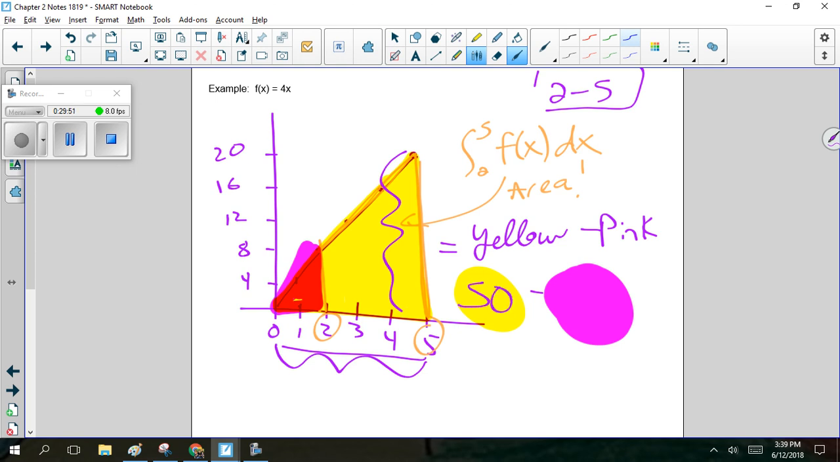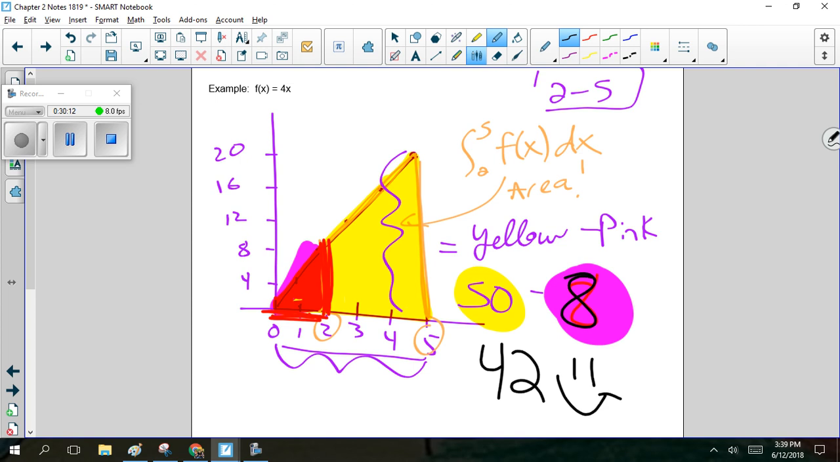Minus this small triangle, right? So the small triangle has a base of 2 and a height of 8. So 1/2 base times height, 1/2 times 2 times 8. Half of 2 times 8 is, in fact, 8. Oh, except you can't see my 8. 8. 50 minus 8, 42. Holy cow. There we go. Same answer. High five yourself. Sweet. All right.